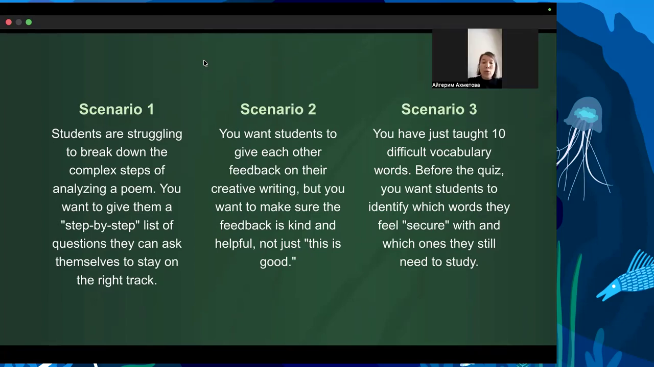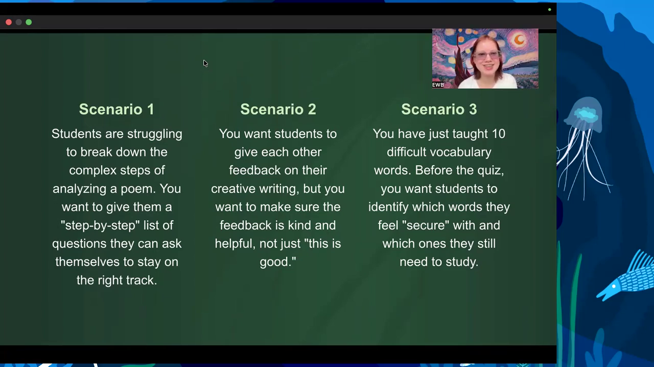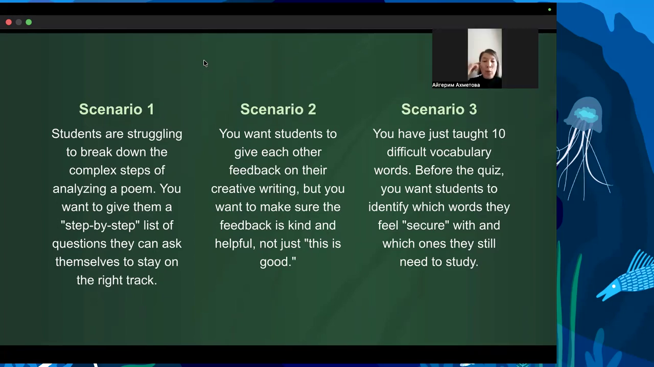I think I would choose the first one. Yes, please. Could you please first read it and then tell us which tool you think would work here and explain why? So scenario 1, students are struggling to break down the complex steps of analyzing a poem. You want to give them a step-by-step list of questions they can ask themselves to stay on the right track.